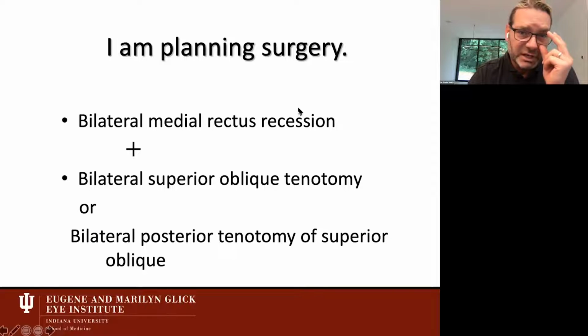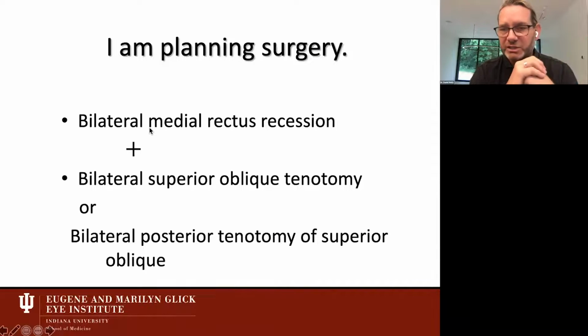So the surgery being discussed was, of course, bilateral medial rectus recession to treat the esotropia. But then the question was what to do for the superior oblique. Do I do tenotomy, or do I do a posterior tenotomy, the posterior 7/8 tenotomy? And as we just talked about, if I was worried that this patient was going to have postoperative cyclotropia, cyclodiplopia, I would do the 7/8 tenotomy.